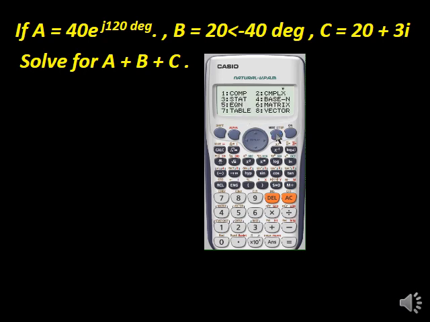Now, as you may observe, my calculator is set in radian mode, so I must first set it into degree mode. So I select number 3 for degrees, because the angles for my complex numbers are all in degrees. So we are now in degrees. I press mode to set that to complex mode. This is the advantage of the calculator, because the complex function of the calculator can handle polar and rectangular at the same time. So meaning we can write 40 angle 120 plus 20 angle negative 40 plus the rectangular form of the complex number 20 plus 3i.